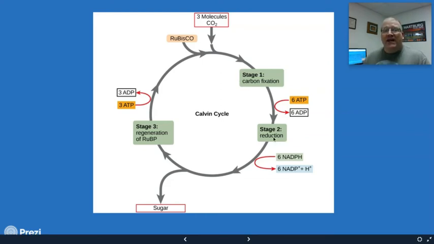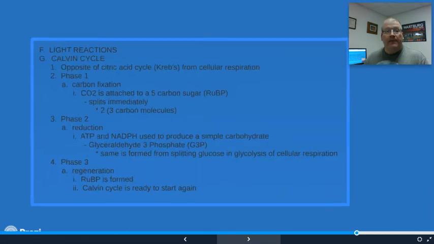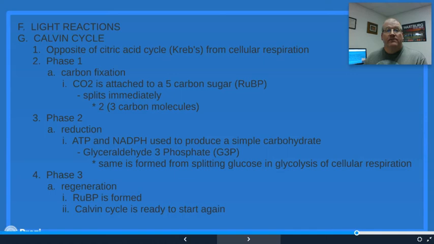Stage 2 is reduction. Okay, we're going to reduce that carbon dioxide, forming smaller sugar molecules. The third stage here is regeneration of the molecule that starts this whole thing. Okay, the molecule that is able to combine with carbon dioxide from the atmosphere has to start this whole Calvin cycle over and over again. Okay, so carbon fixation, reduction, and regeneration. We'll take a closer look at that.